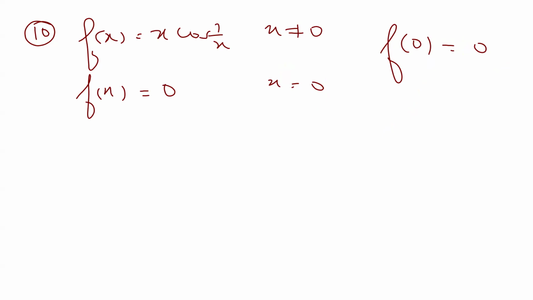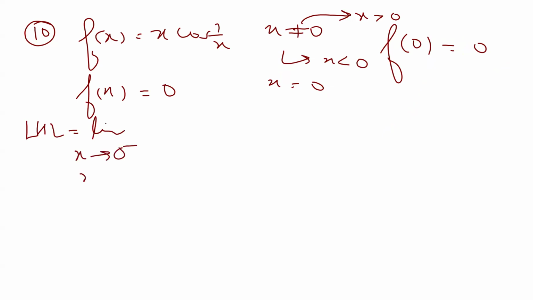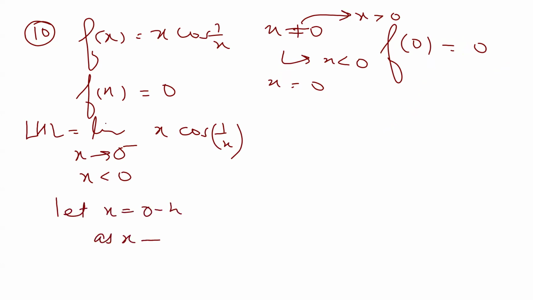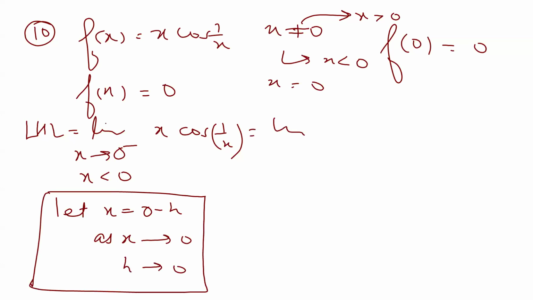This is not equal to, so this is greater than 0, this is less than 0. First I will start with LHL, limit x approaching 0 minus, x less than 0, x into cos 1 upon x. Let x is equal to 0 minus h. As x approaches 0, h will also approach 0. So this will be limit h approaching 0 of (0 minus h) cos 1 upon (0 minus h).